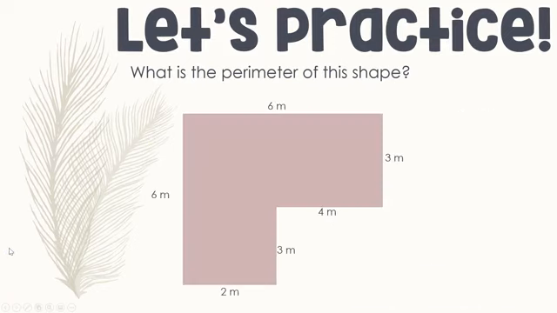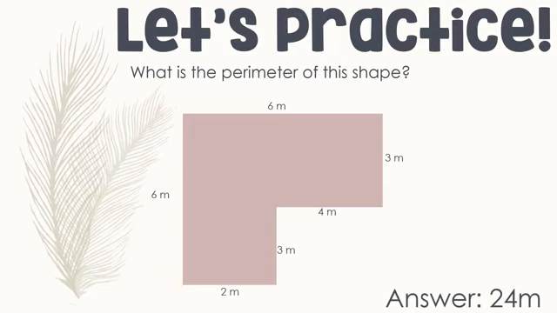All right, let's do one more. Pause the video and add the sides together to figure out the perimeter of this shape. Okay, you should have done 6 plus 6 plus 3 plus 4 plus 3 plus 2. And when you added all of those together, you should have gotten 24 meters.